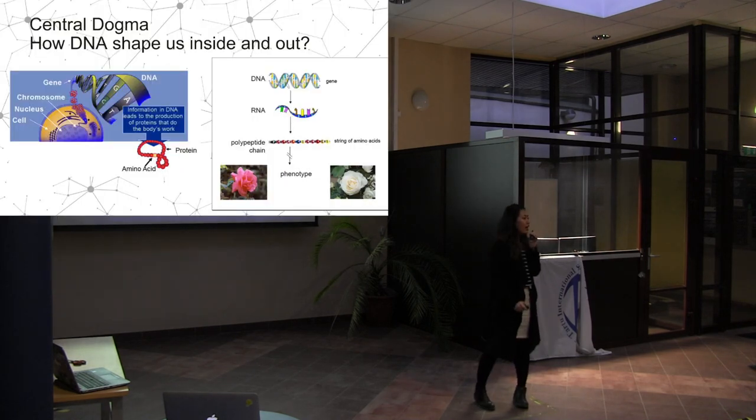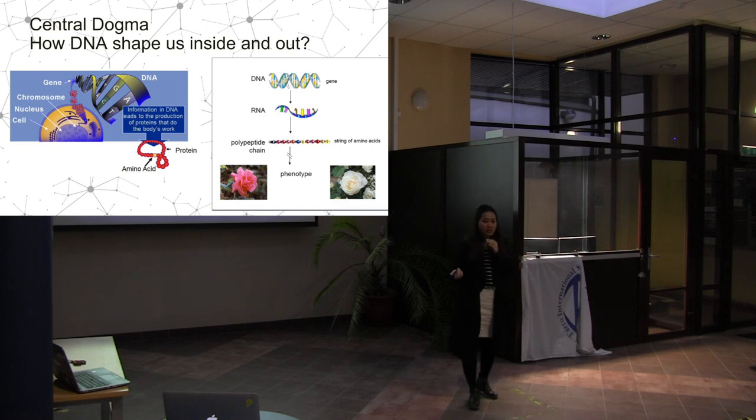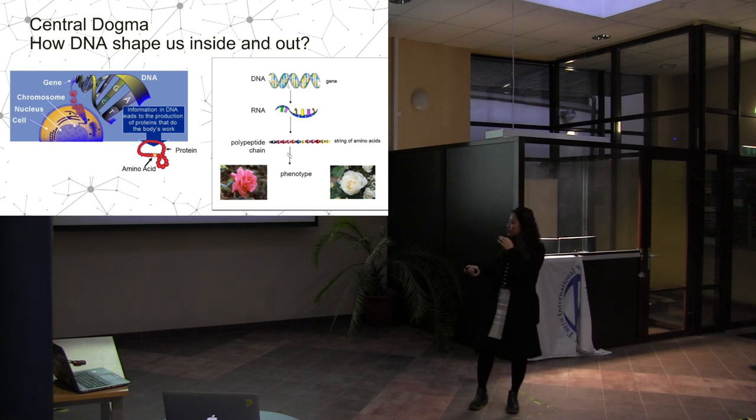Okay. So how can this DNA shape us inside and out, how does this DNA code everything? You know that DNA is basically a sequence of those four bases, C, G, T, A. Three of these nucleotides will be translated into one amino acid. Amino acids together will build proteins. And proteins are exactly what build us from head to toe. Your hair, your nails, your blood, everything.